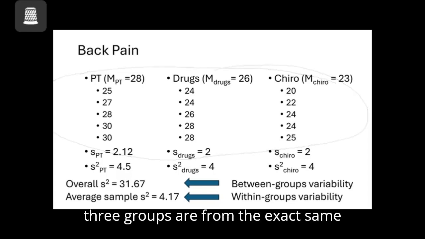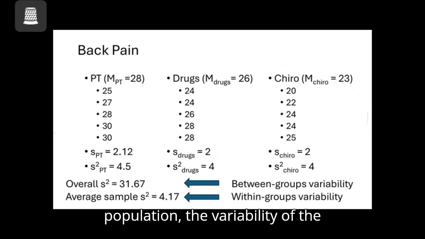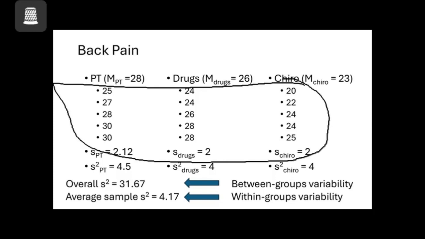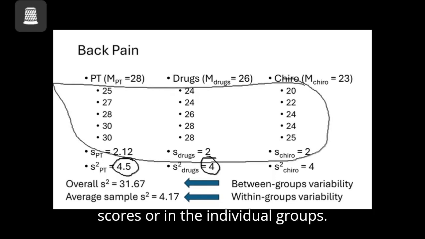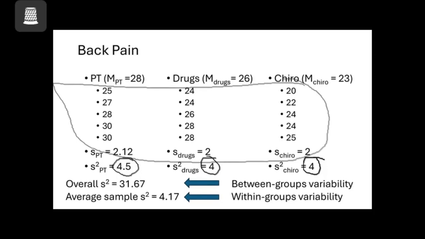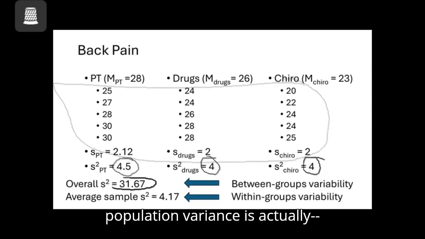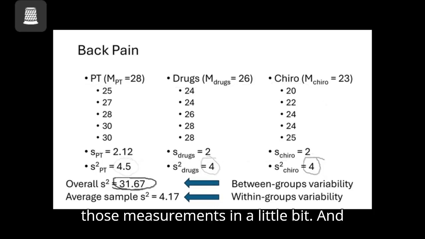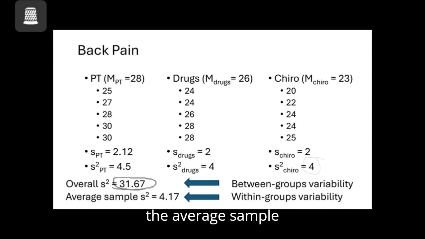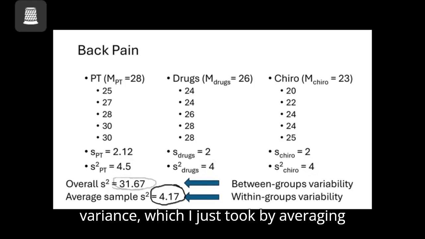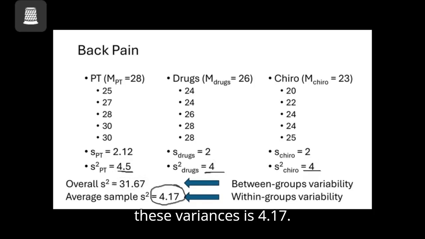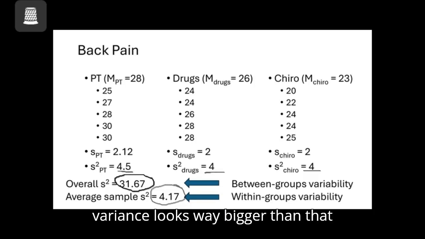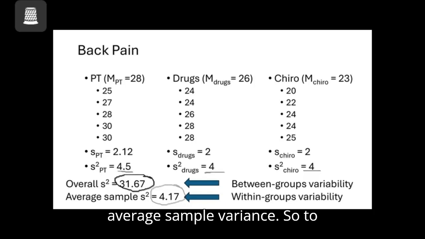Now, if all 3 groups are from the exact same population, the variability of the entire data set, all of these different scores, should be pretty close to the amount of variability in the individual groups. And you can see that the overall population variance, which we estimate as 31.67, and I'll show you how we get those measurements in a little bit, and the average sample variance, which I just took by averaging these variances, is 4.17. So this overall variance looks way bigger than that average sample variance.